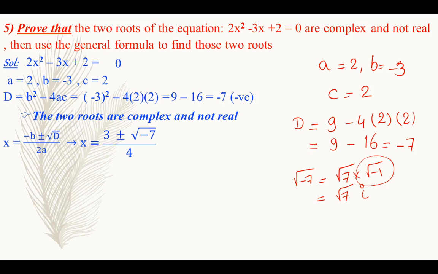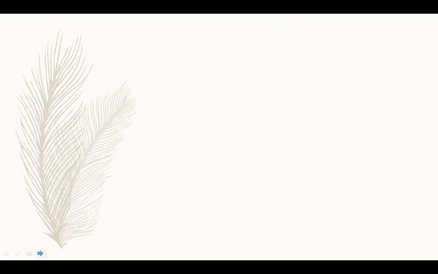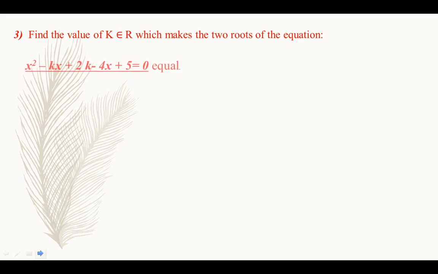Then you have to simplify x as x equals 3 plus root 7 i over 4 and 3 minus root 7 i over 4. Here 3 positive or negative root 7 i over 4. The two roots are 3 plus root 7 i over 4 and 3 minus root 7 i over 4. This is the two roots of the quadratic equation. Okay, let's go to another example. Find the value of k belongs to R, which makes the two roots of the equation x² minus kx plus 2k minus 4x plus 5 equal.